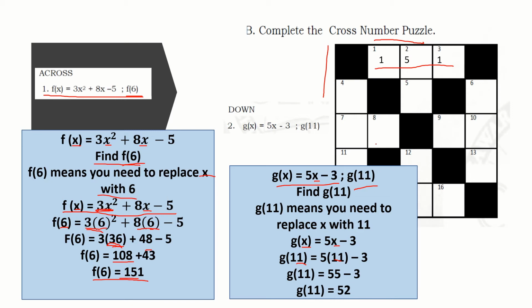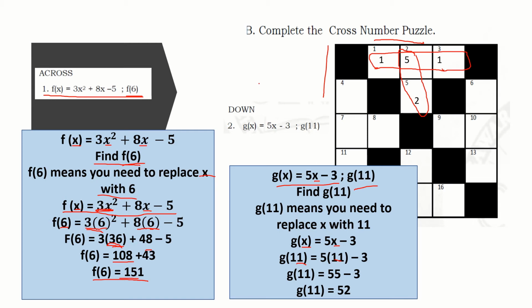So, g of 11 means 52. Since meron na kayong 5 dito, ang idadagdag nyo na lang dito is 2. So, number 2 down is 52. Ayan, pababa. Down. Okay? So, 52. Yan yung ating sagot dyan. Number 1 across, 151. Then, number 2 down is 52. So, yan yung ating sagot dyan.